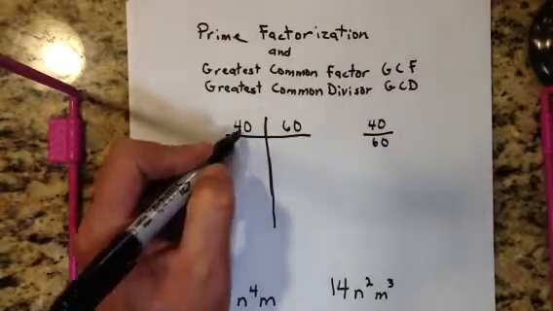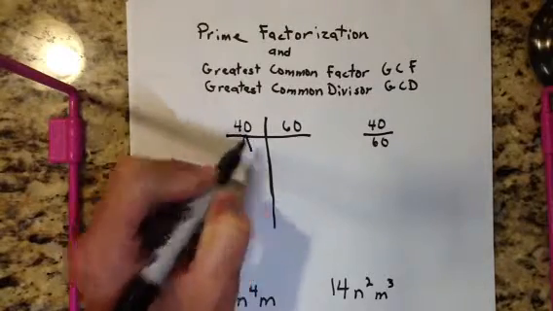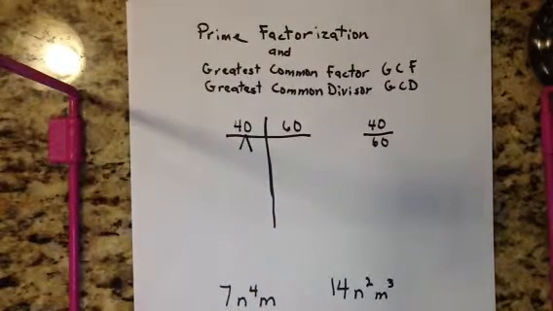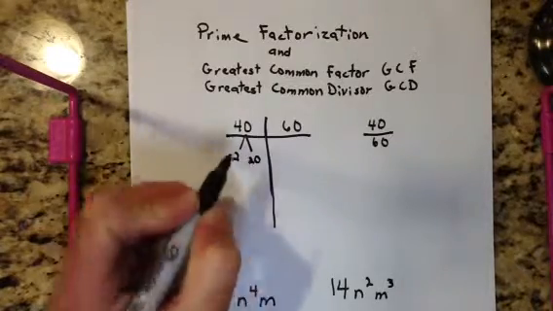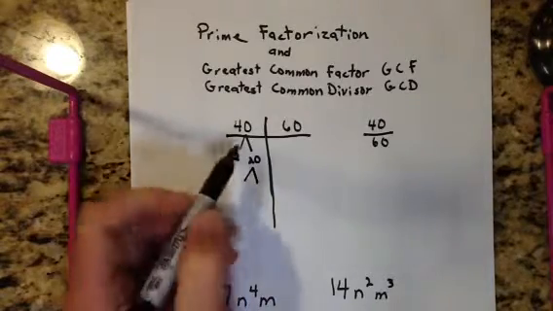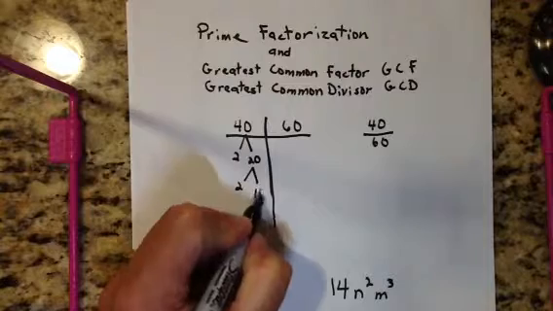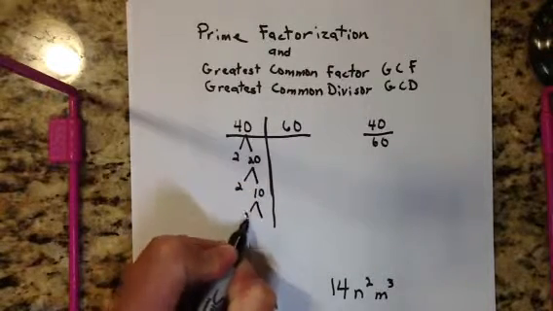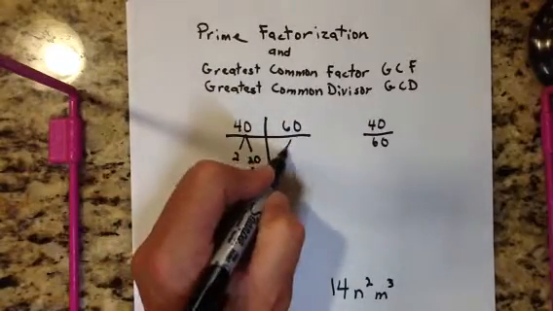First of all, you see I put 40 here and 60 here, and I'm going to factor each number. As I factor, I want to try and pull out a prime factor along with a composite factor. So I'm going to start with 2 and 20 for 40, and I like to arrange it so that all my primes are on the outside edge. So now I'll do 2 and 10, 2 and 5. Okay, and let's do the other number.